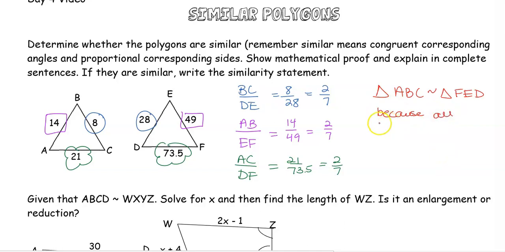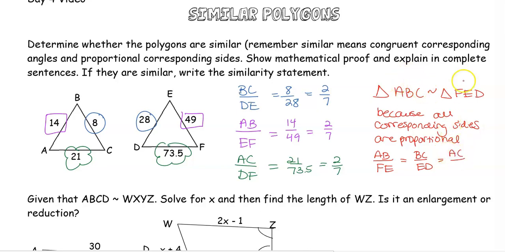because all corresponding sides are proportional, which means they all reduce down to the same ratio. In this case, if we look at our sides, AB corresponds to FE. That is equal to BC and ED, and AC and FD. So all corresponding sides are going to be proportional to each other.